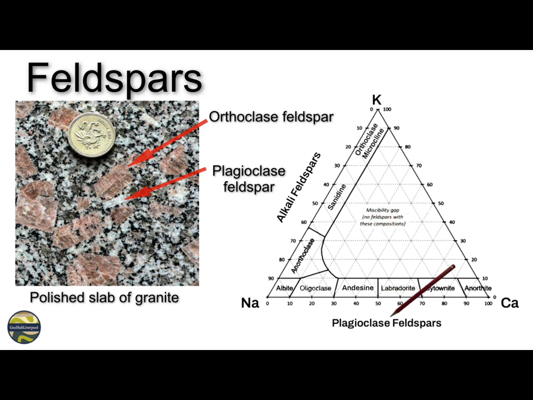Across the base of the diagram are the plagioclase feldspars from albite, sodium aluminium silicate on the left, to anorthite, calcium aluminium silicate on the right, with mixes of sodium and calcium feldspars between. You will notice that the other side of the triangle is empty. This is because potassium aluminium silicate and calcium aluminium silicate are immiscible. They will not mix together in the same crystal. This is clearly shown by how much of the ternary diagram is empty.